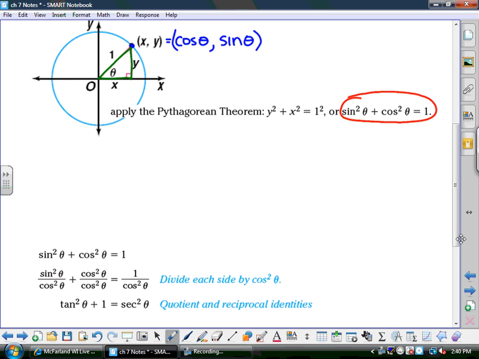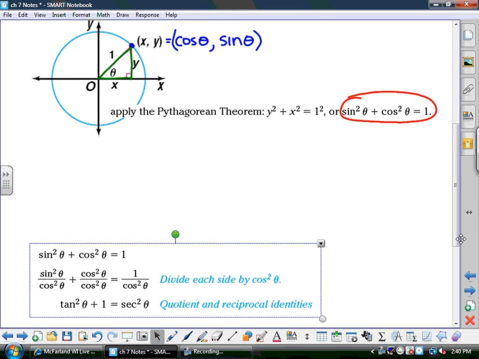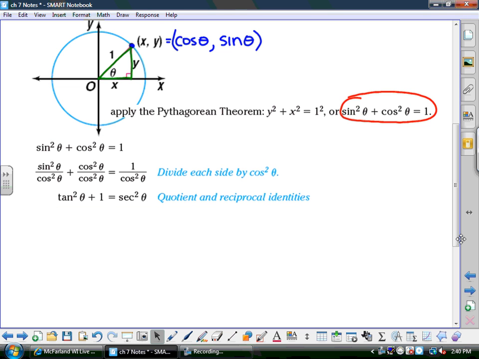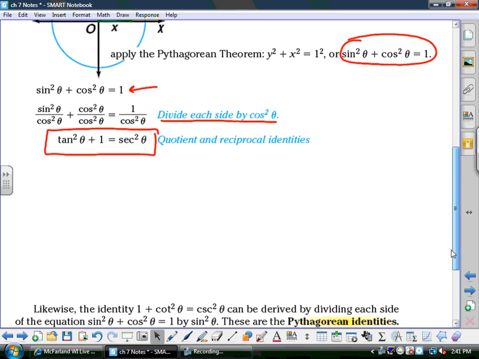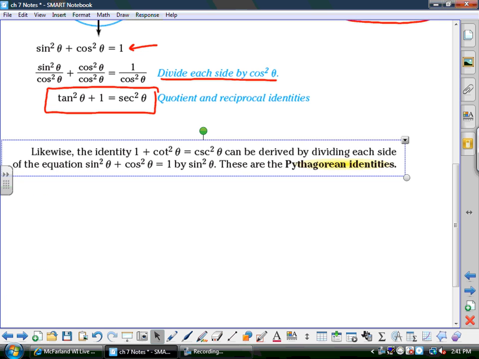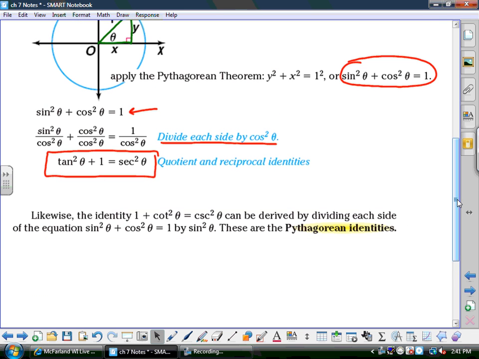You can take that identity and get another identity that's true by taking what we just figured out and dividing everything by cosine squared. When you do that, you get a second Pythagorean identity, tangent squared plus 1 equals secant squared. Here's something that math textbooks do a lot. It says, likewise, the identity 1 plus cotangent squared equals cosecant squared can be derived by dividing each side by sine squared.